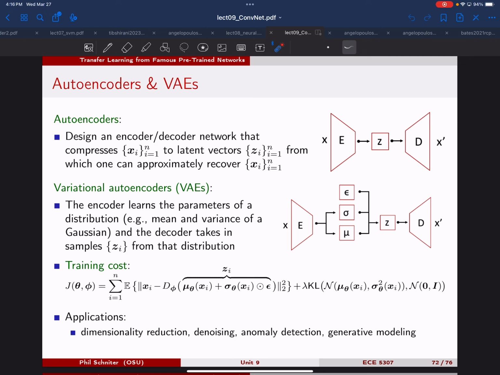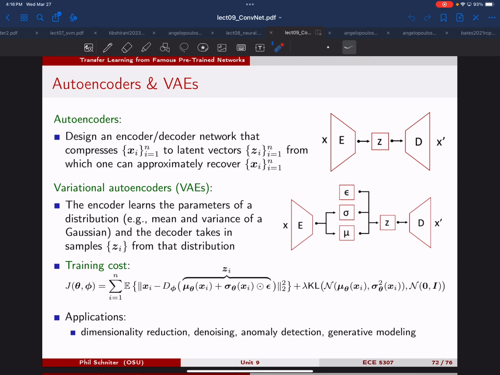But if I put in something different, like a cat, this decoder has never been able to generate a cat. It's never trained to do that. So it will generate some face that looks maybe somehow close to the cat you put in. But if you look at the discrepancy, the difference between x and x prime, that will be very large for the cat and very small for faces. And so you can use that to detect whether something is anomalous with respect to the training data or not.